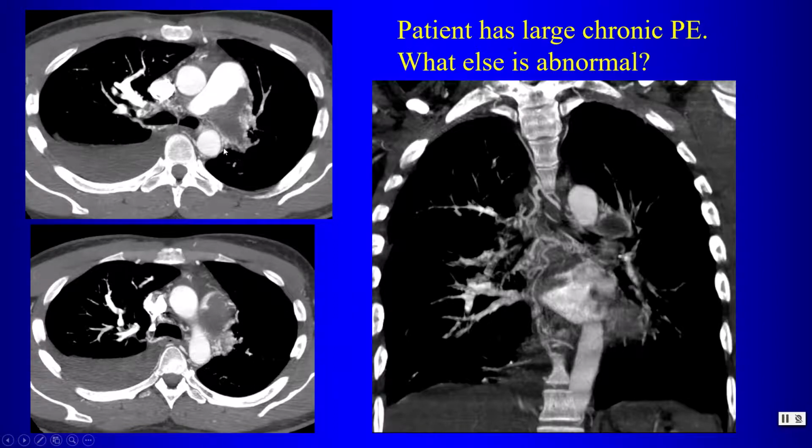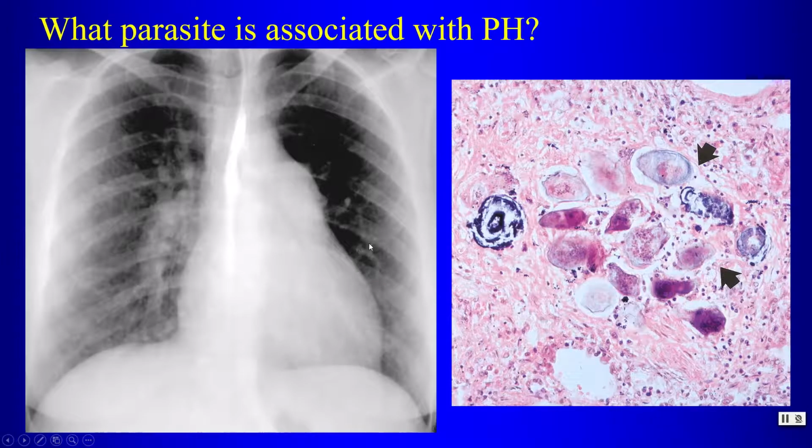So this patient has a large chronic pulmonary embolism. What else is abnormal in this patient? Notice all of these vessels here in the mediastinum. These are dilated bronchial arteries. So dilated bronchial arteries can also be associated with chronic thromboembolic disease, as these try to collateralize to the lung parenchyma. What parasite is associated with pulmonary hypertension?